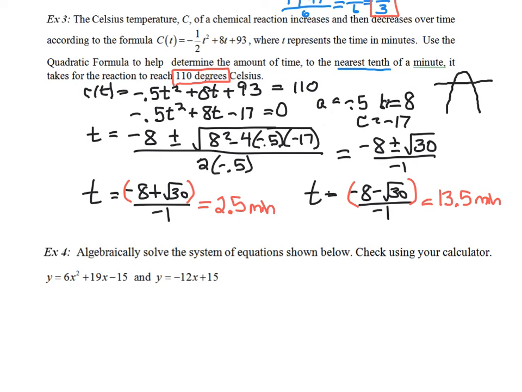Now I also plugged this into my graphing calculator so that I could see a better picture of this graph. And as it turned out, I ended up with a graph that looks something like this, where my axes happened right about here and here. This is the spot at 2.5 when the temperature was 110, and this was the spot at 13.5, the second time that the temperature hit 110 degrees.